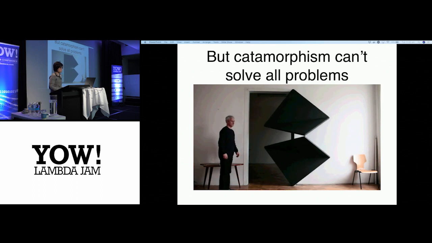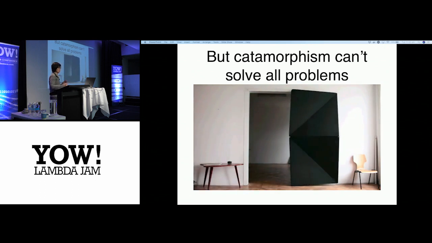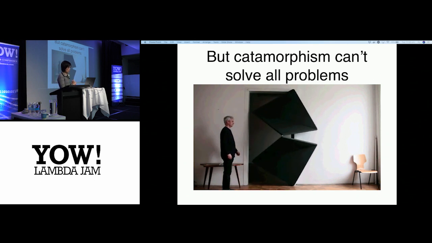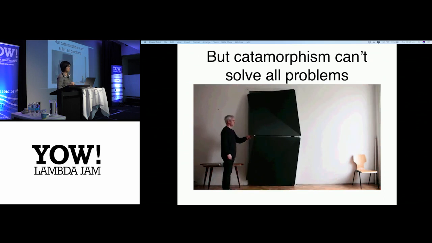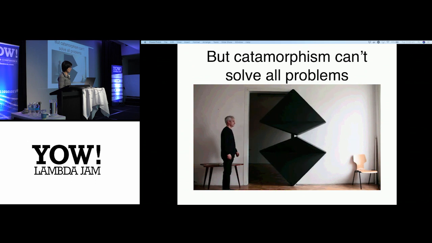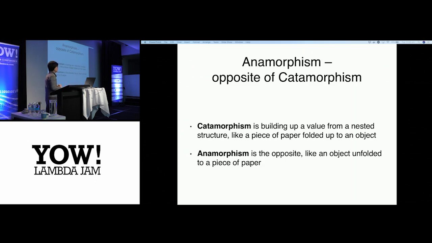it's not done yet because catamorphism sounds too simple. There are still more morphisms required to solve other kinds of problems. Therefore, now I'll go to the second morphism. It's called anamorphism. It's the opposite of catamorphism. If you think about catamorphism, it's like building up a value from a list structure. Therefore, you can imagine it's like a piece of paper folded up into an object. And anamorphism is just the opposite. It's just an object unfolded into a piece of paper.